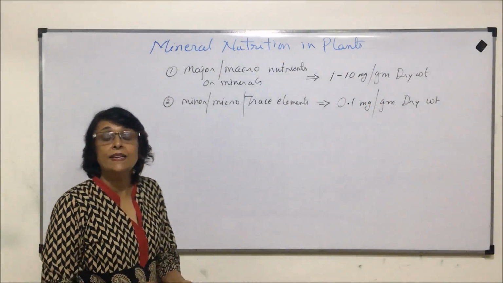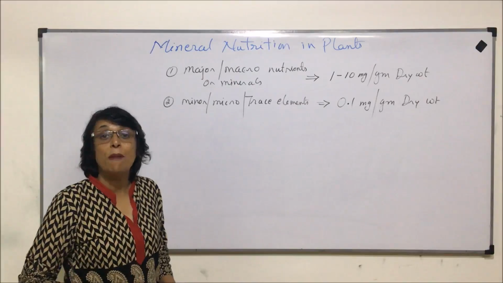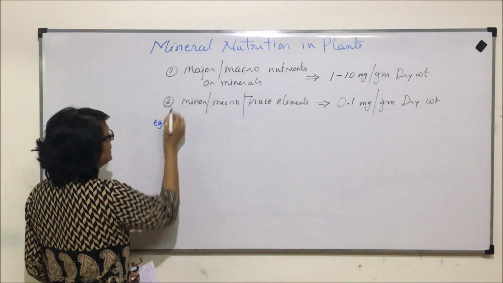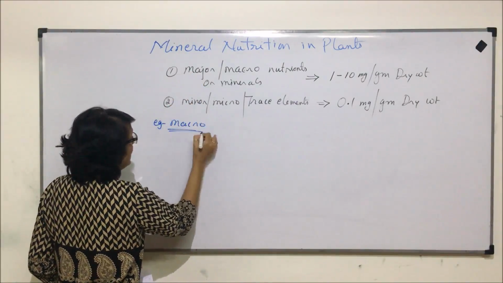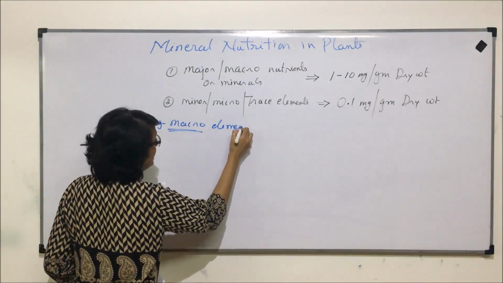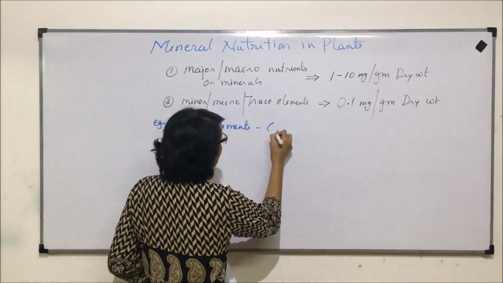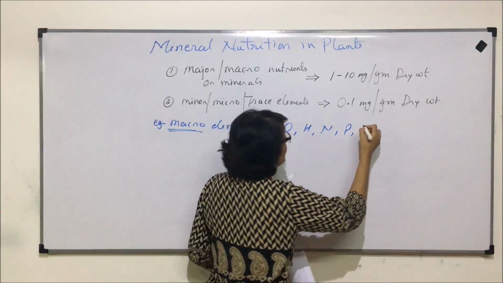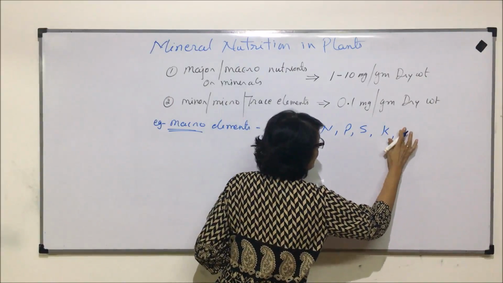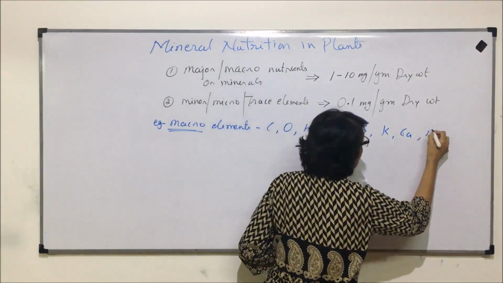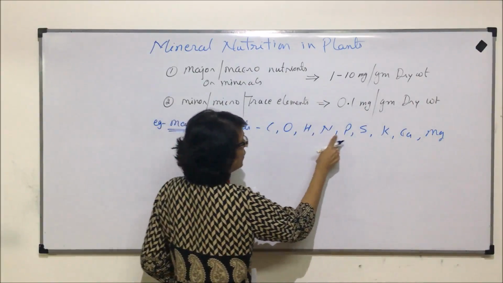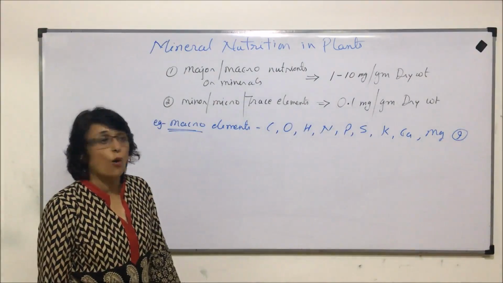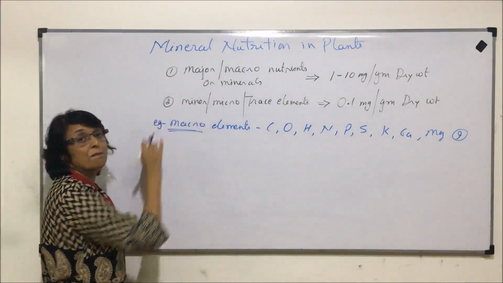Now let us write down those elements which are considered as macro and which are considered as micro. So examples of these macro elements are carbon, oxygen, hydrogen, nitrogen, phosphorus, sulfur, potassium, calcium and magnesium. So it is 1, 2, 3, 4, 5, 6, 7, 8 and 9. So these 9 come in the category of macro elements or major elements.